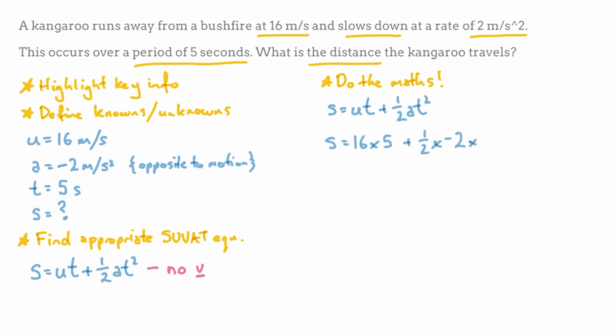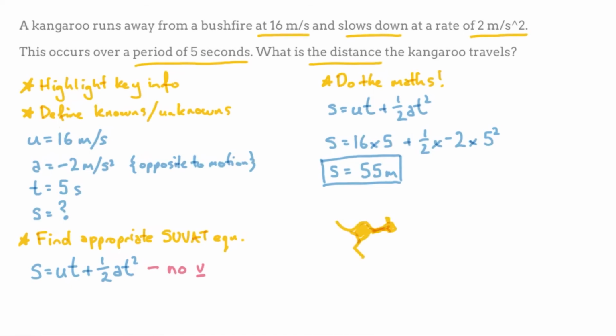So here we go. S equals 16 times 5 plus half times minus 2, remember there, times 5 squared. Okay, so inserting those values of u, a, and t to find s. Now 16 times 5 is 80. And we're taking off half of minus 2, which is minus 1, times 25, so taking off 25 there. So that gives us 80 minus 25, which will give us an answer of 55 meters. So the kangaroo in that 5 seconds is going at a rate of knots, is going at 55 meters. So there's our answer there.